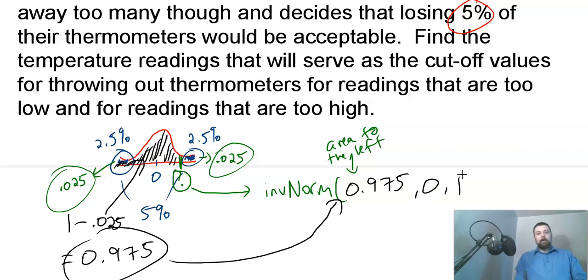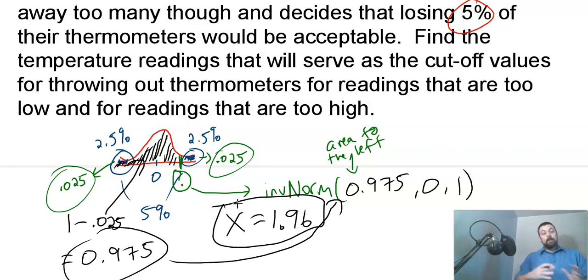Comma 0 for the mean, comma 1 for the standard deviation. And this is going to give me a cutoff value of inverse norm, 0.975, comma 0, comma 1, 1.96. So that's the upper cutoff. That's the upper bound for what we will keep of our thermometers. So when we test these thermometers, if the reading goes above 1.96, we're tossing it out. We're throwing it away. And that means we'll end up throwing away 2.5% of our thermometers if we do that.